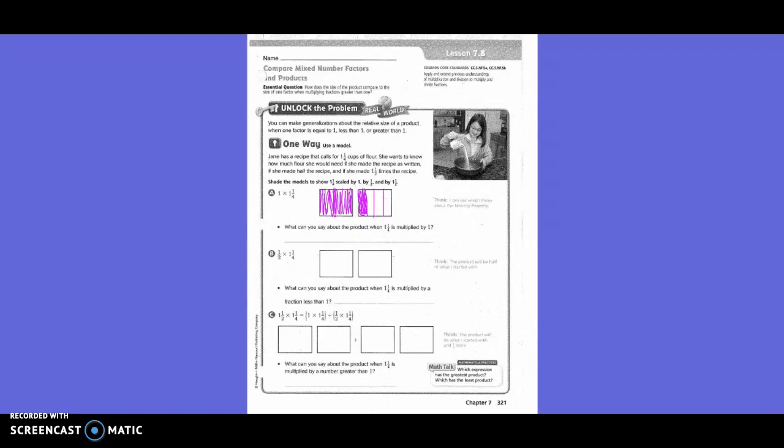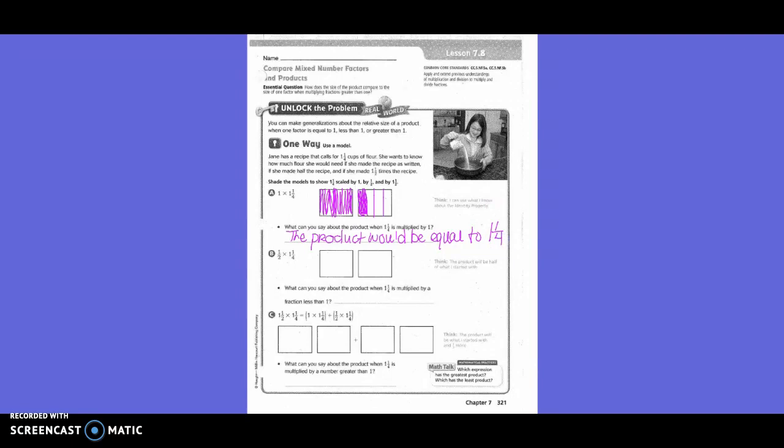Okay, so what can you say about the product when 1 1/4 is multiplied by 1? So we know anything multiplied by 1 is itself. So would it be equal to, less than, or greater than? Equal to. So the product would be equal to 1 1/4.